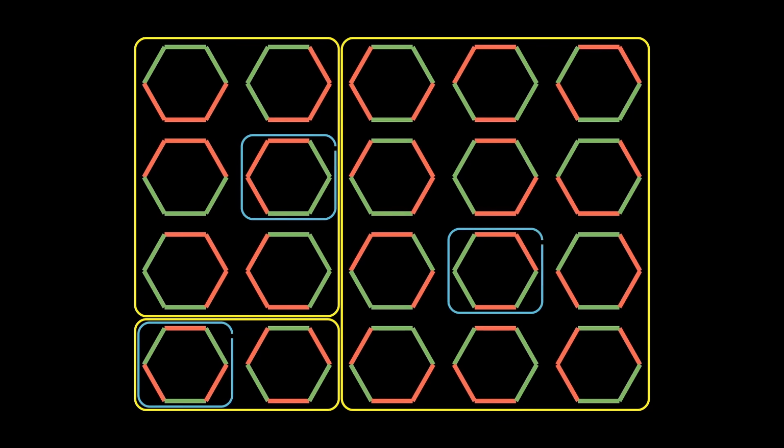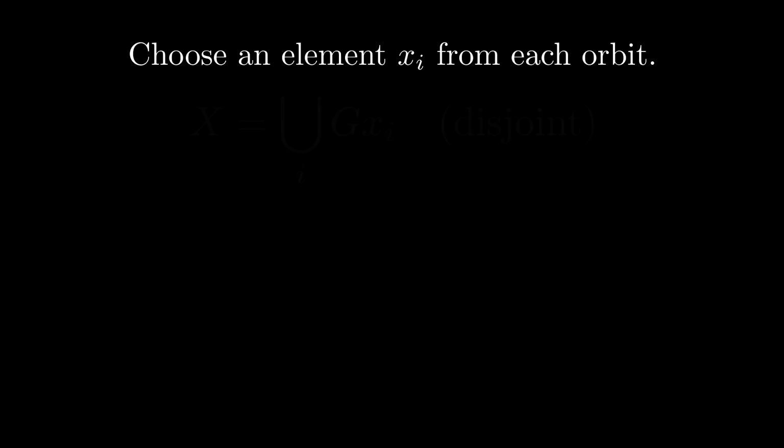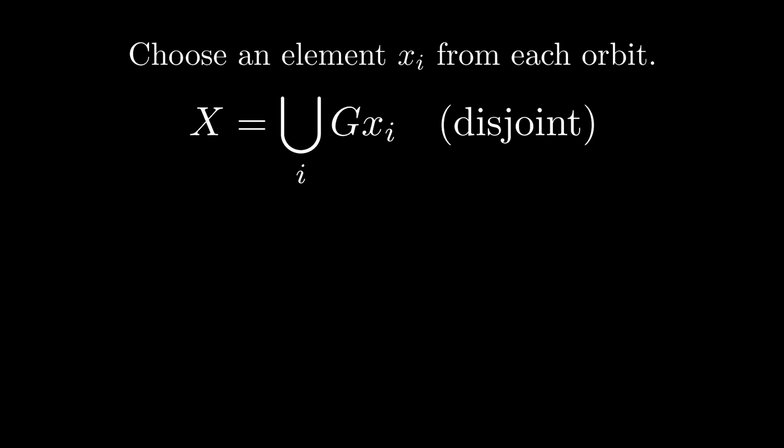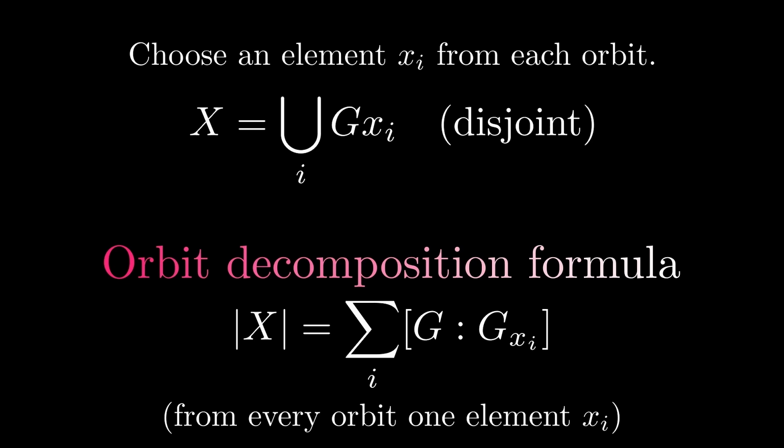When we look at all the possible colorings, we see that the orbits partition the set. It is now convenient to choose one representative element from each orbit. We can do the same thing for every group action. Since this union is disjoint, we get that the number of elements in X is the sum of the elements in the orbits. With the Orbit-Stabilizer theorem, we get the Orbit-Decomposition formula.